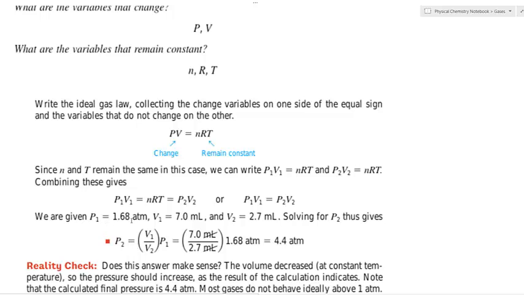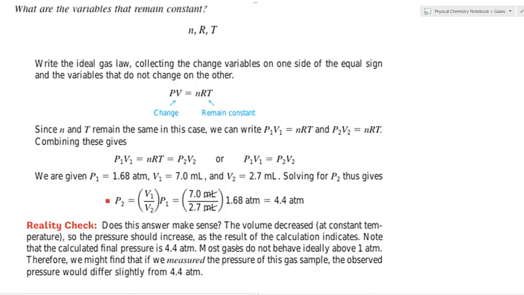Pressure 1 is 1.68, volume 1 is 7, so we'll put them in. Rearrange, so we've got pressure 2 on one side and pressure 1 on the other, so 7 over 2.3. Remembering we're compressing it, so it's about 3 times more compressed, so we expect our pressure to go up, which is what it does. Now, reality check. I always put this in problem solving because you've got to check it. Does it make sense? The volume decreased, so the pressure increased, and the calculated pressure is 4.4 atmospheres.